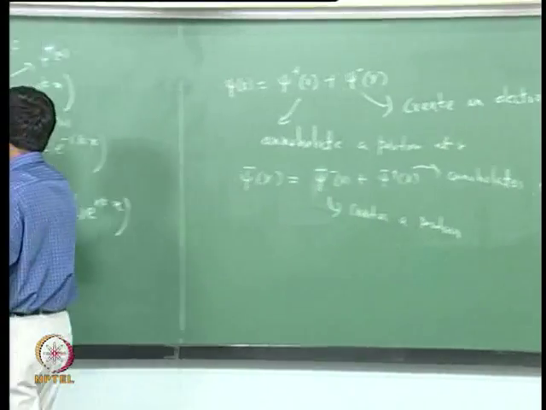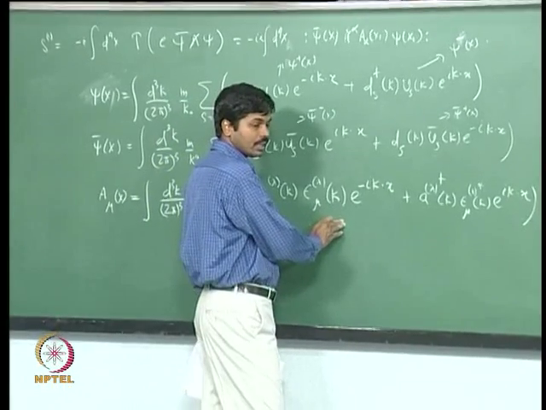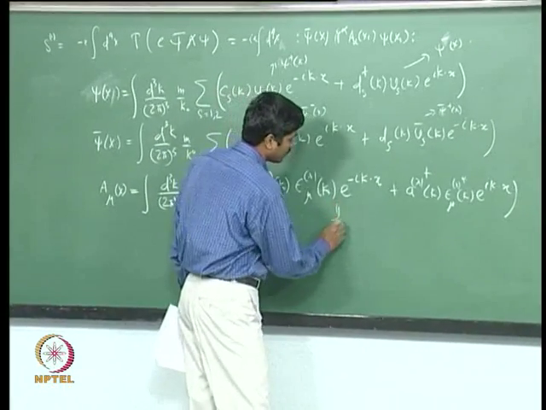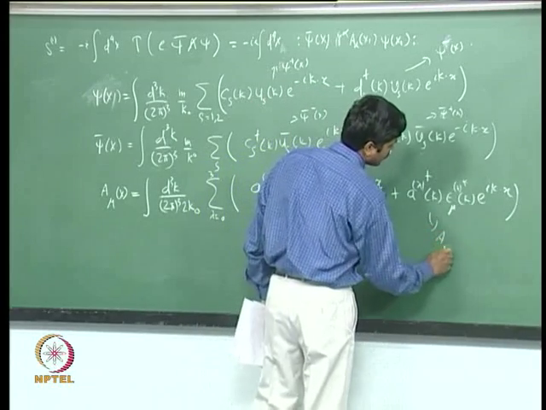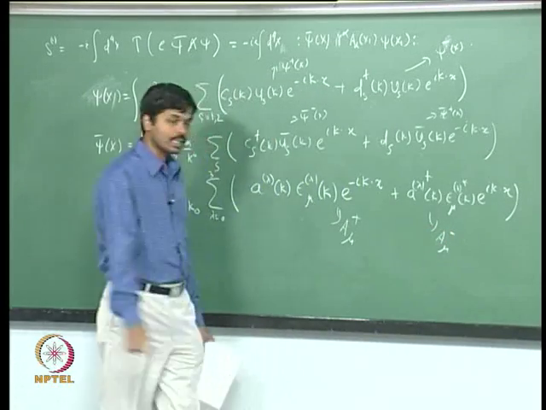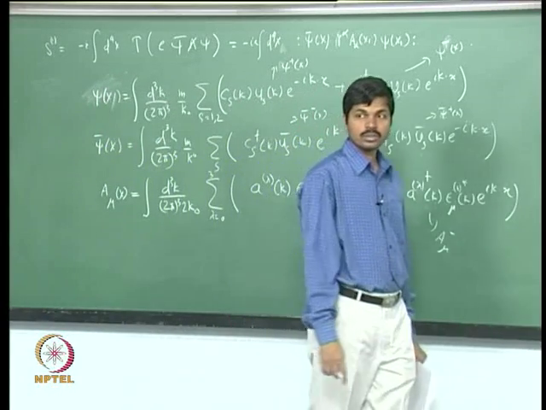What about this? Here the A mu, the first term, I will call as A mu plus, and this term I will call as A mu minus. So, this one annihilates a photon, whereas this one creates a photon. Okay.